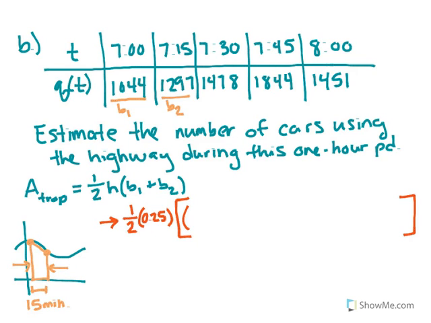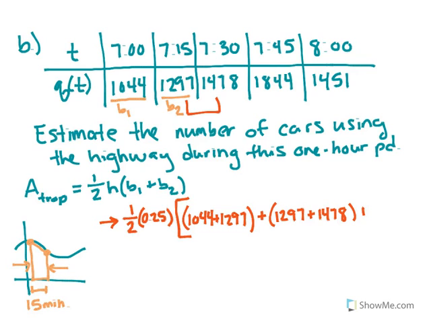So we are going to add together the first two bases, which is 1044 plus 1297. That's going to be for the first trapezoid. Then we're just going to keep adding the other bases to it. By looking at this, I don't think this bracket's going to give me enough room, so we're just going to keep on going. The next trapezoid is going to be built off of the second and the third interval. So that's going to be 1297 plus 1478. And then we're just going to keep on going.